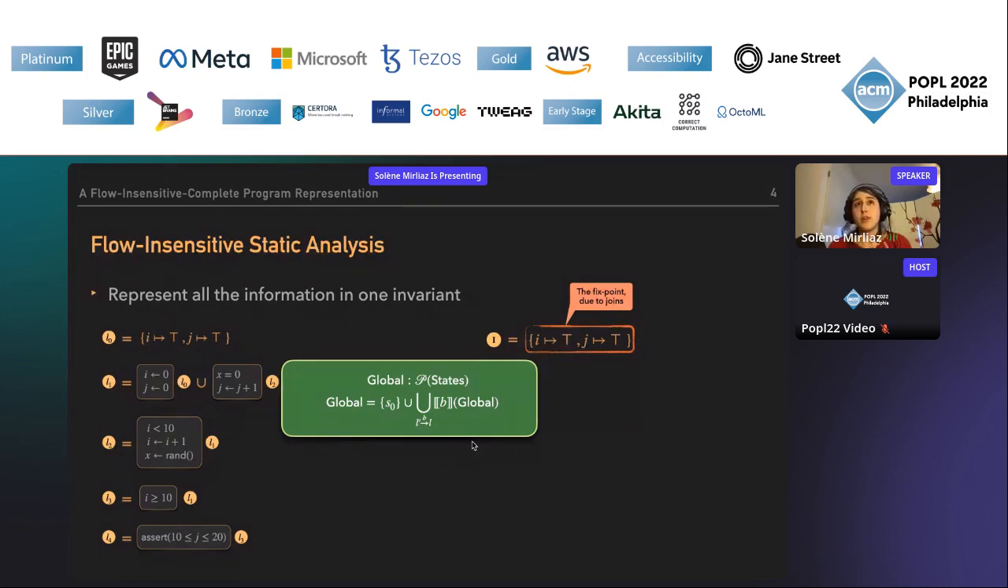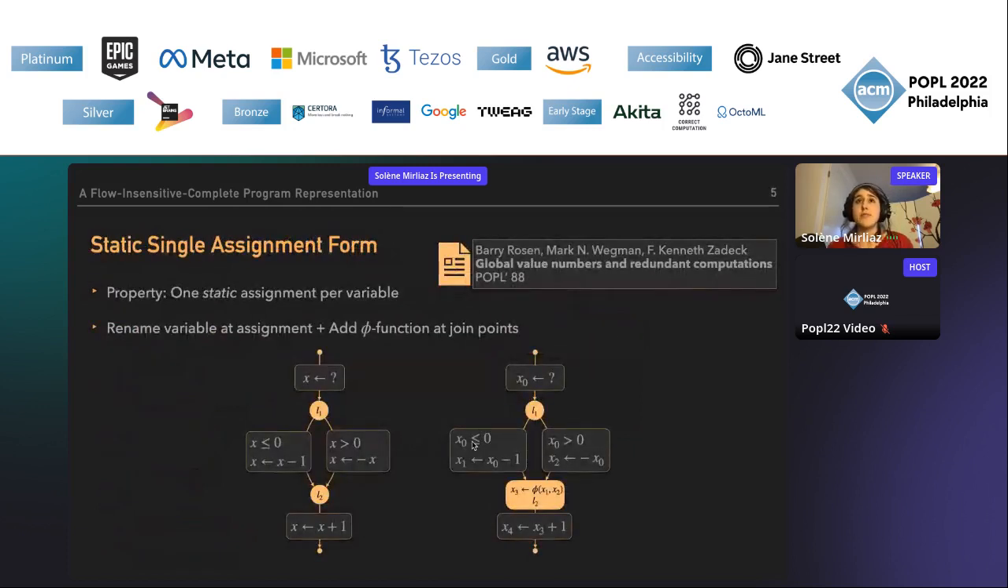And so actually, when you want to do a flow-insensitive analysis, you rename your variables so that you can make a difference between your initial variable, the one in the loop, and the one after the loop. And one program representation that helps to do this flow-insensitive analysis is the SSA form, static single assignment, where you have the property that a variable will be assigned only once in your program. So every time you find a new assignment, you rename your variable.